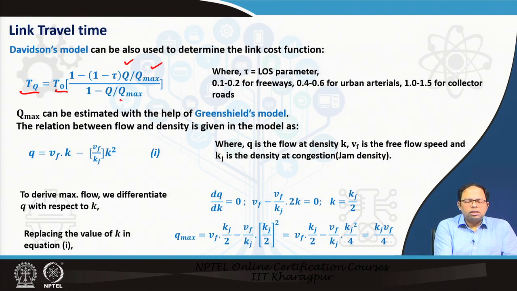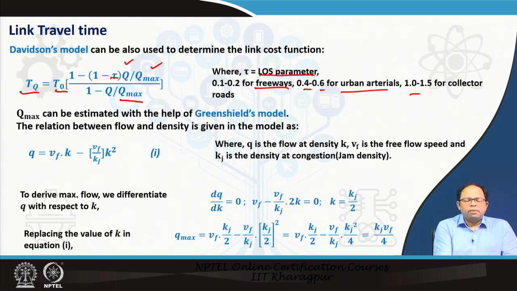We need to understand what Q max is, and we also need to know this tau value. Tau is basically called the LOS parameter, and it takes the value of 0.1 to 0.2 for freeways, 0.4 to 0.6 for urban arterials, and 1 to 1.5 for collector roads. These are again empirically estimated values based on wherever this model was calibrated.